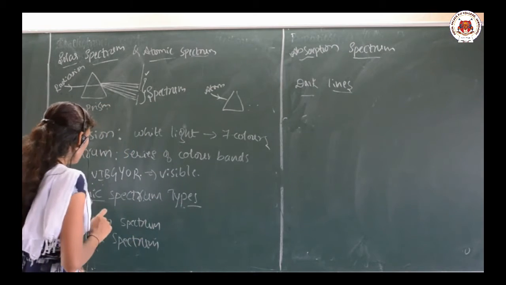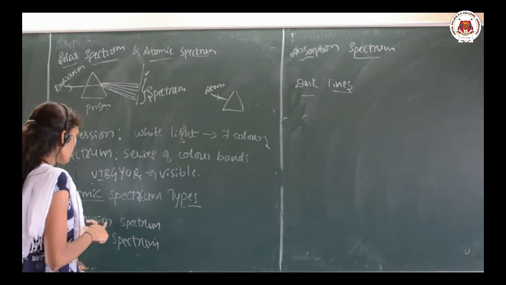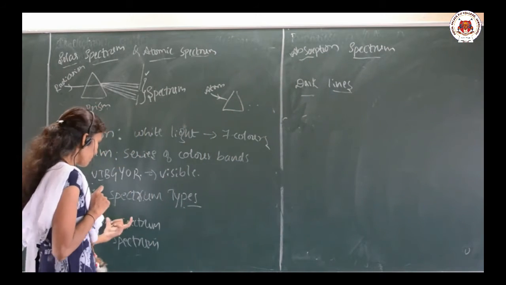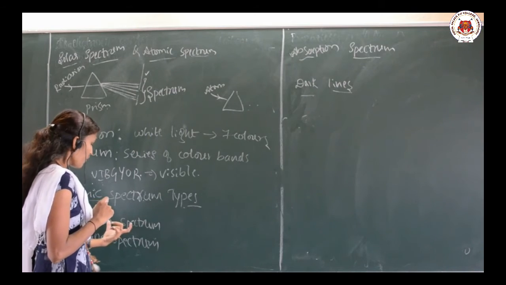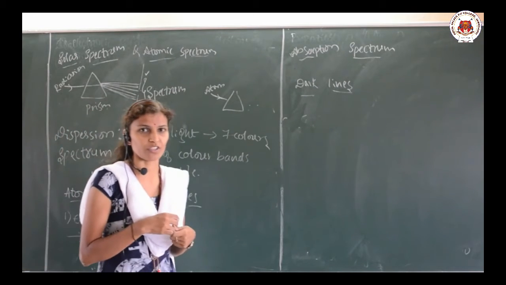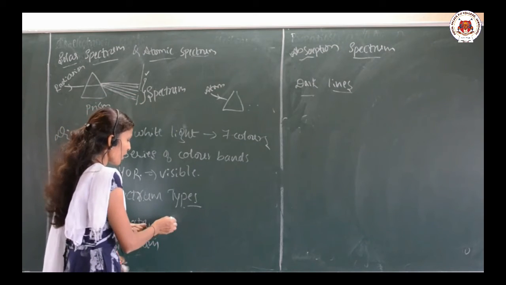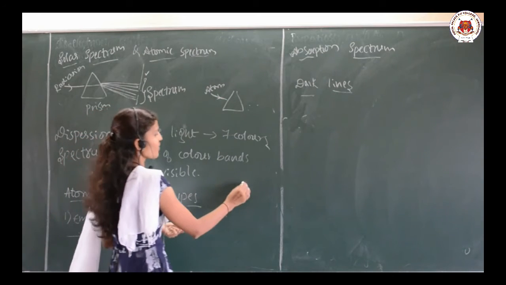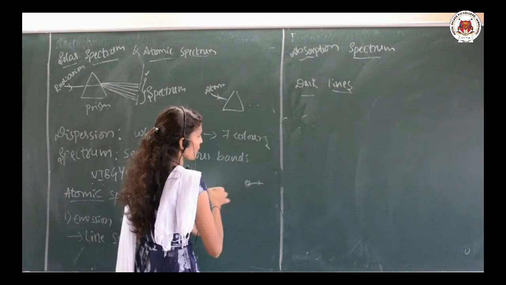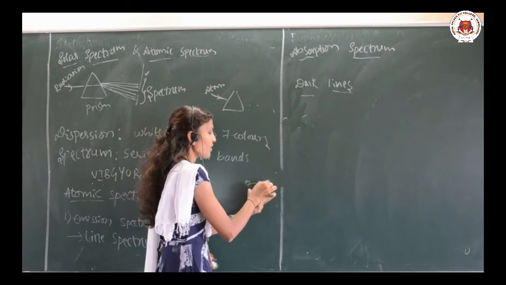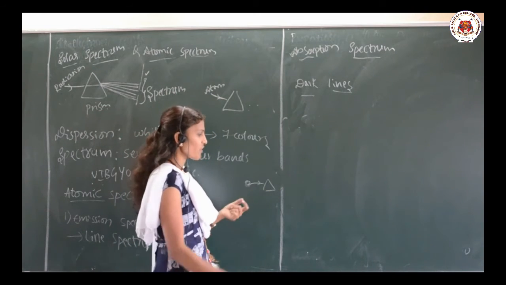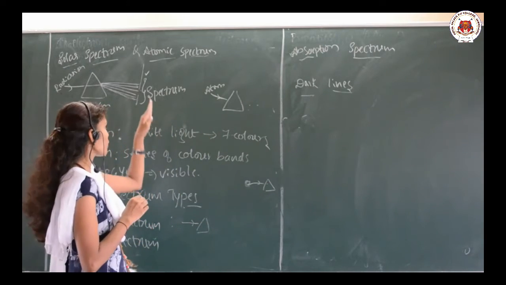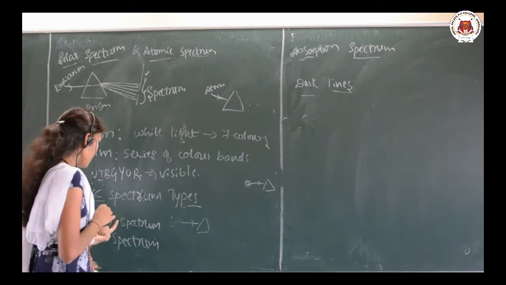The atomic spectrum is of two types. One is emission spectrum, one more is absorption spectrum. Here emission spectrum is obtained when light is emitted from any substance. Suppose there is a substance and it is going to emit light. These emitted radiations are analyzed, and the pattern of the spectrum obtained is the emission spectrum.